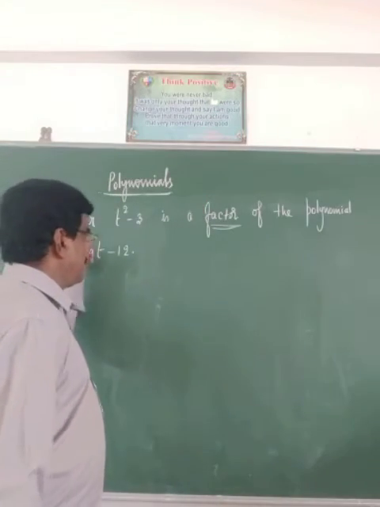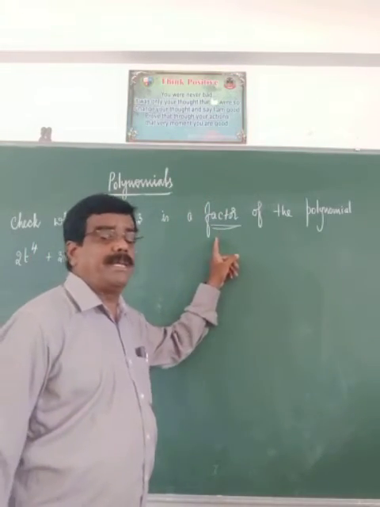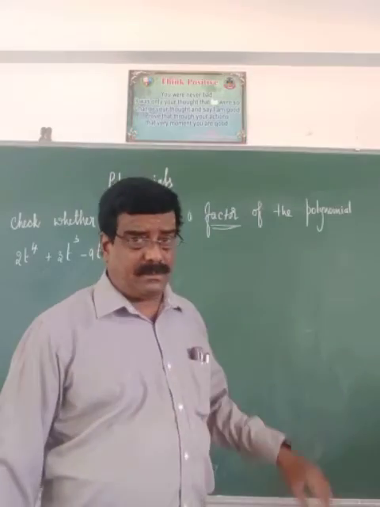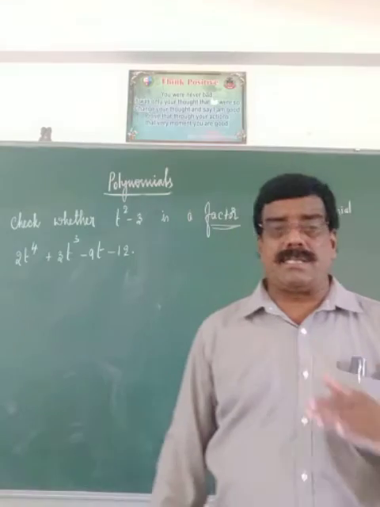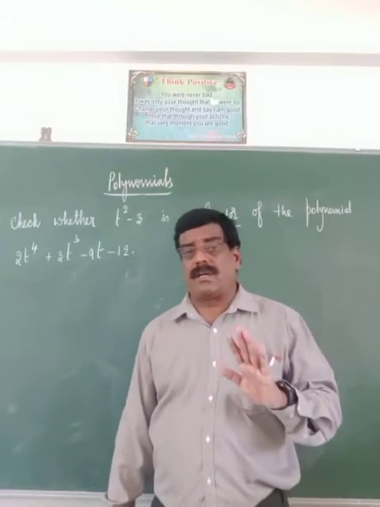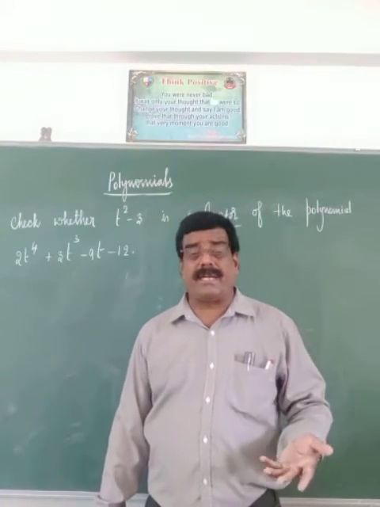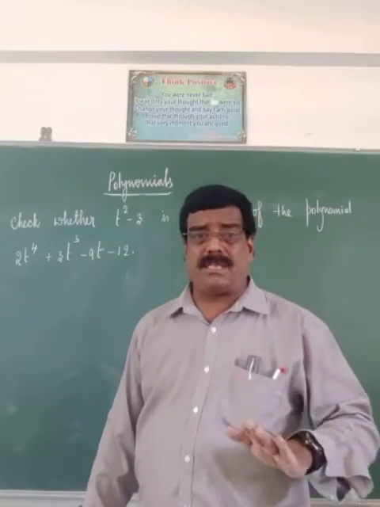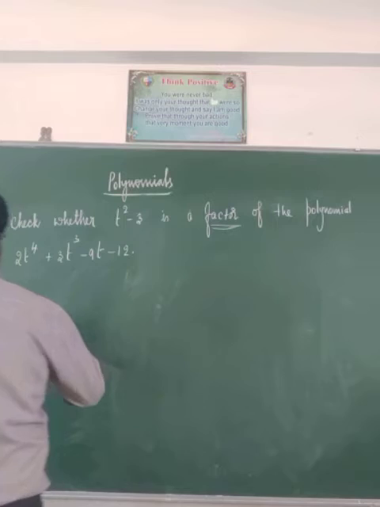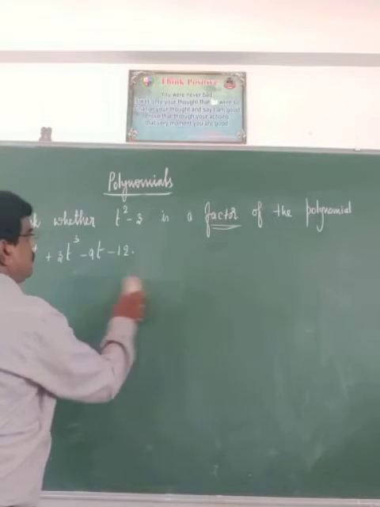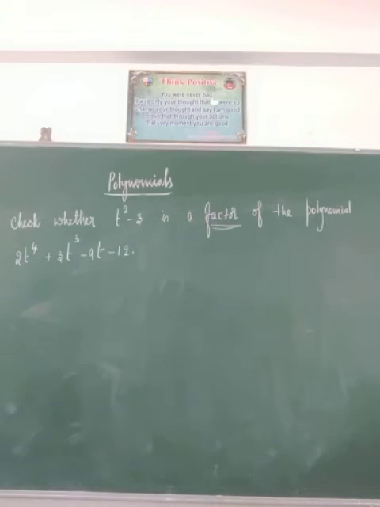We decide some expression or some polynomial as a factor if the remainder is 0. If the remainder is not 0, it is not a factor. How to check? There is no other way. Just by dividing only you have to do. That is called the law of division. Just now we did. Now, let me divide this expression.